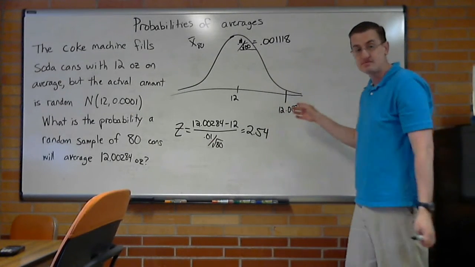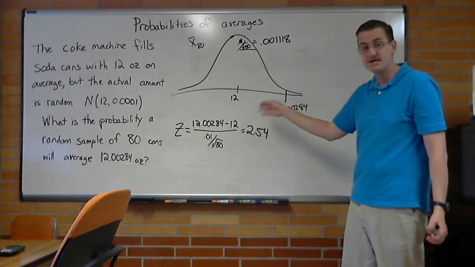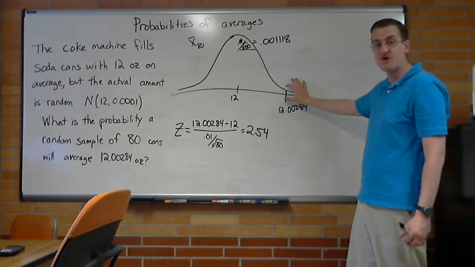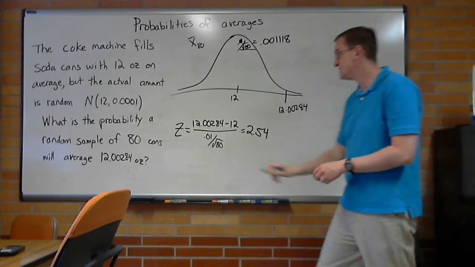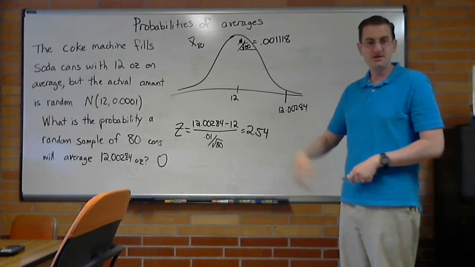Now the next part is tricky. If I want the probability of this value, notice it didn't say this value or less, this value or more, it just said this value. How much area are you going to have on that one line? Answer, 0. This is an easy question. In fact, you might have seen that from the very beginning, and you didn't need to do all this work.